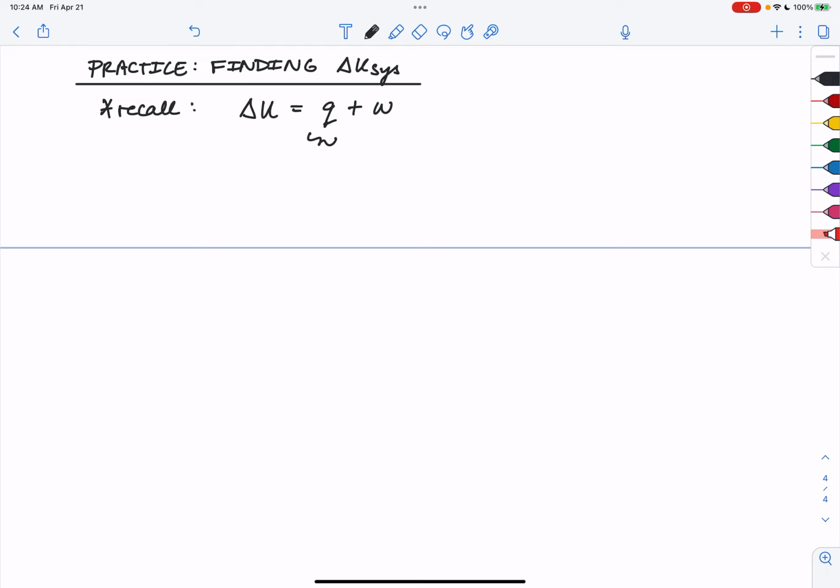Remember, Q is equal to M times C sub S times delta T, or if we're looking at the intensive version of Q, C delta T, though this is the one that we typically use the most. And then work is negative P external delta V, or you can do this as P internal delta V, where P external and P internal are assumed to be equal and opposite.